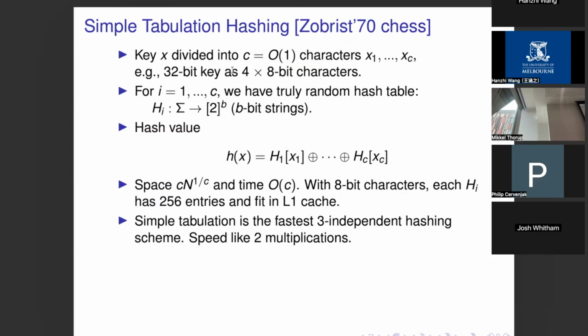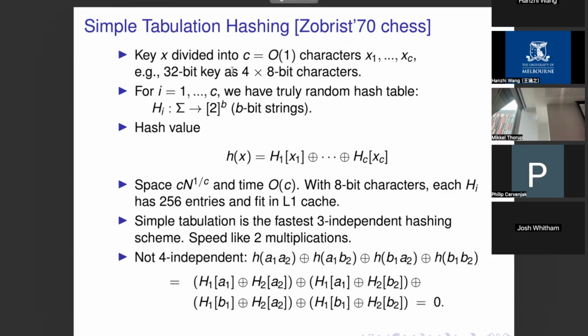And so this is actually the fastest known 3-independent hash function. So it's faster than a degree 2 polynomial. So it's sort of in the speed of just 2 normal multiplications in my experience. It's not 4-independent. So by the previous measure, it's a terrible hash function.